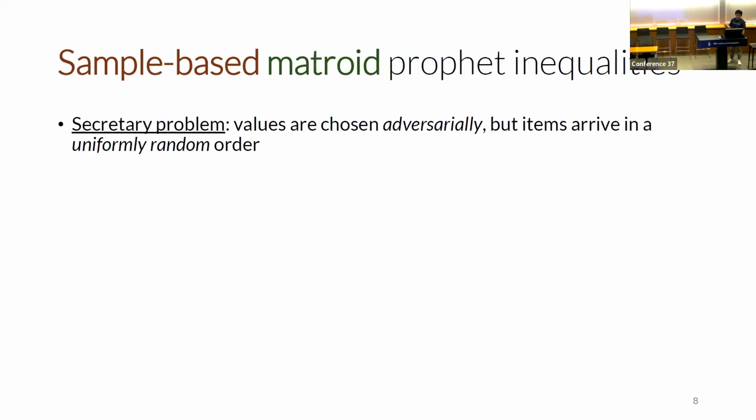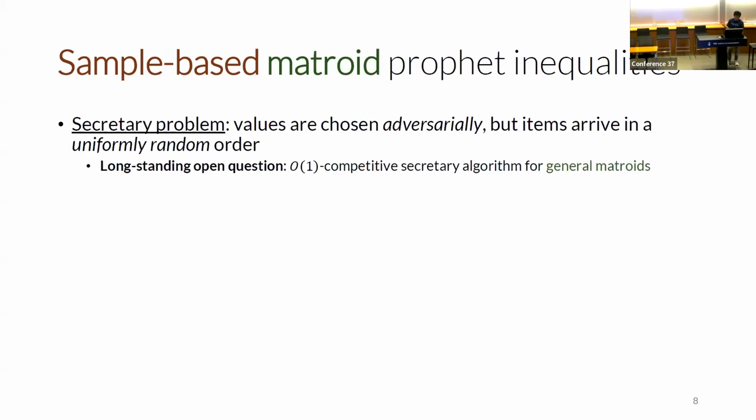But what is so special about the problem that we want to study, the sample-based matroid prophet inequalities? One thing to note here is that it has a very close connection to the well-known secretary problem, which is very similar to prophet inequality. However, the values there are chosen adversarially, but items arrive in a uniformly random order. In the field of online algorithm design, it's a long-standing open question whether there exists a constant competitive secretary algorithm for general matroids.